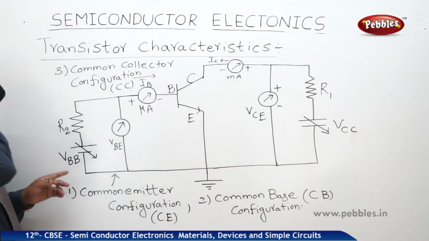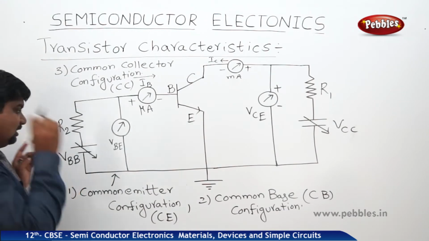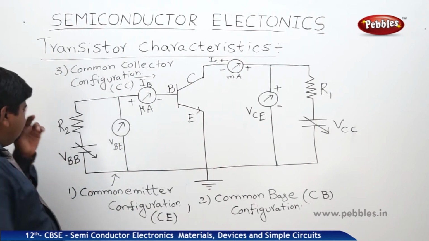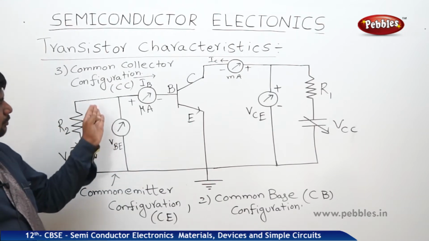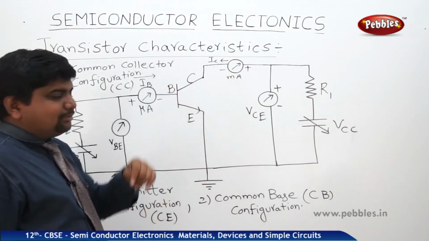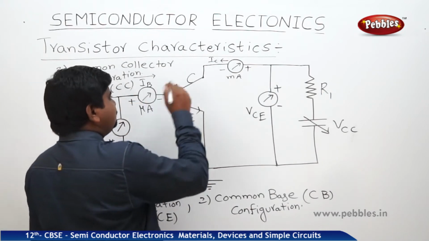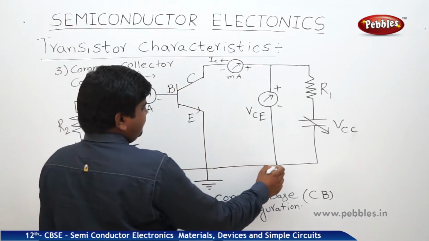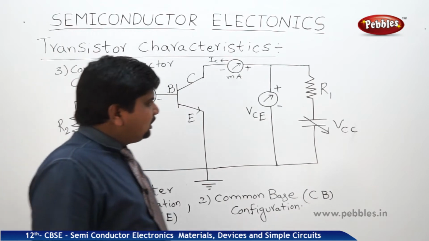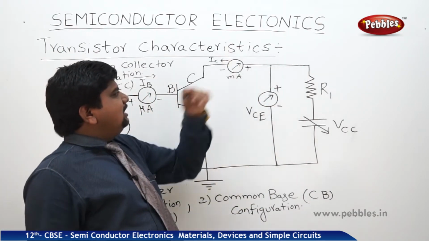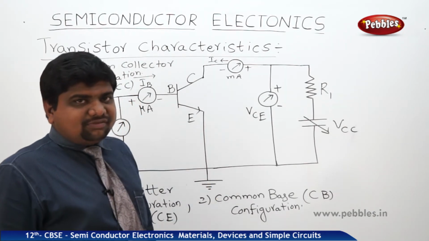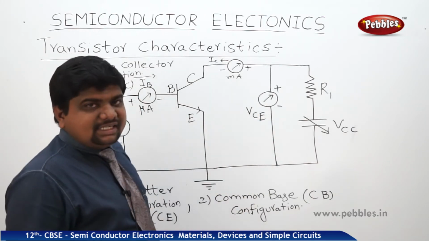So VBB, base bias voltage it is, and across this base emitter junction, this VBB will become VBE through a load resistor R2, and a microammeter is connected to find out the current passing through the different terminals of the transistor. Then collector emitter is connected to VCC where we are taking output through a load resistor called R1, and a milliammeter is connected to find out the forward bias current in the common emitter configuration, and this VCC will become VCE.